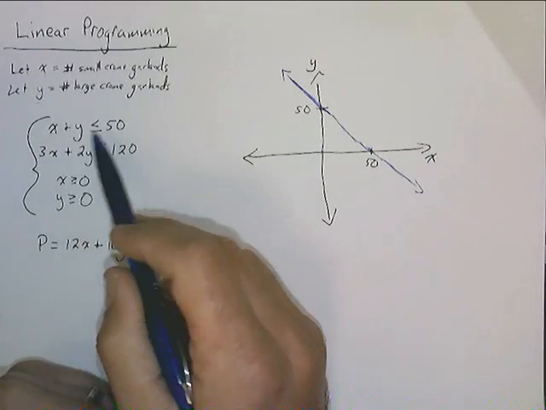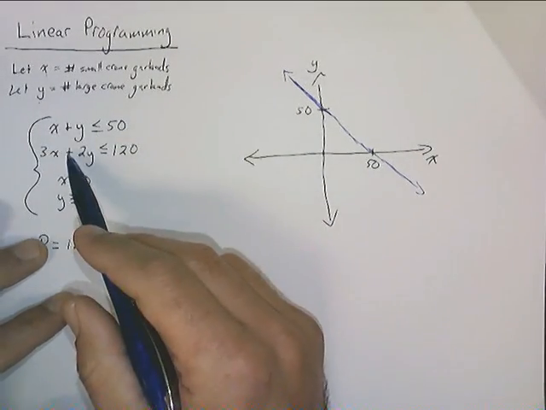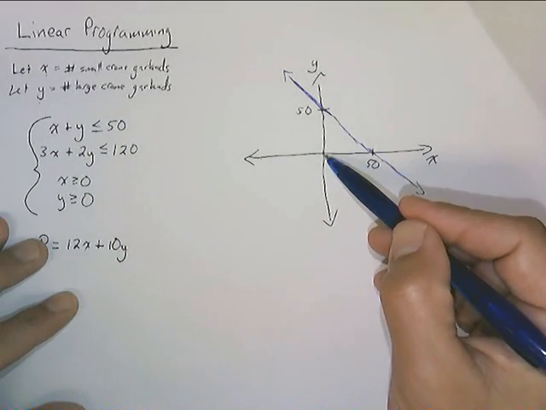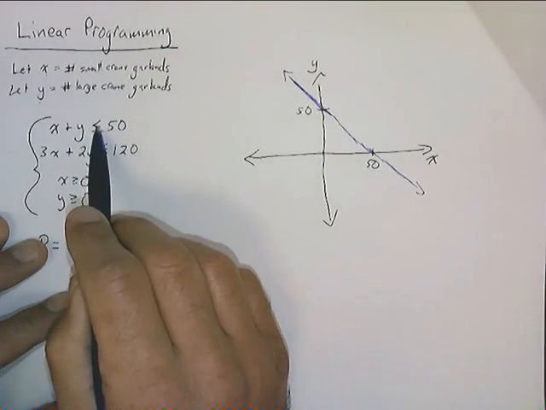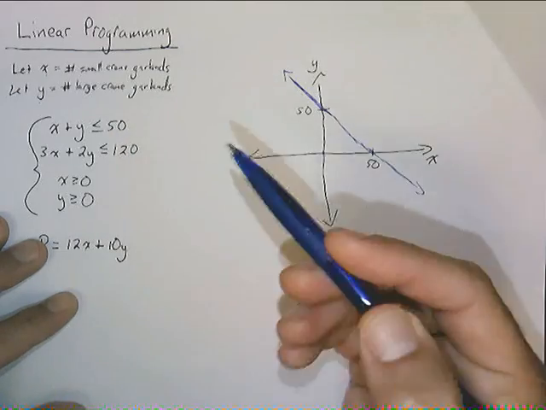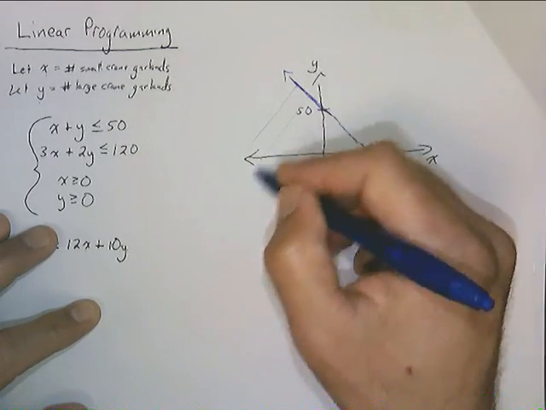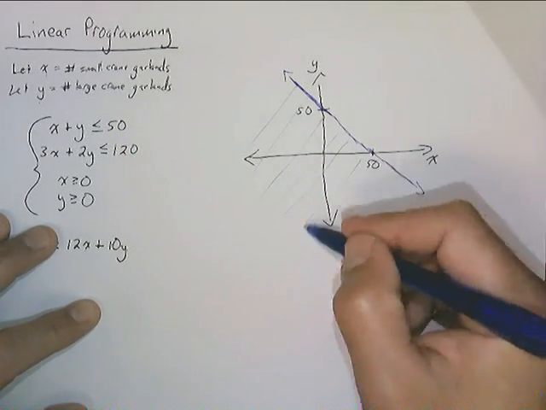Since it's in standard form, it's easy to just plug in a test point like the origin with coordinates 0, 0. So 0 plus 0, that is most definitely less than or equal to 50. So we want to shade the side of the line that includes the origin.